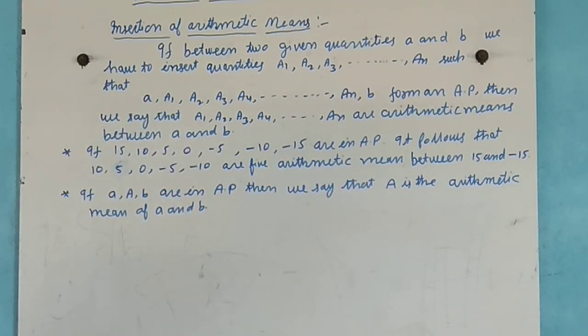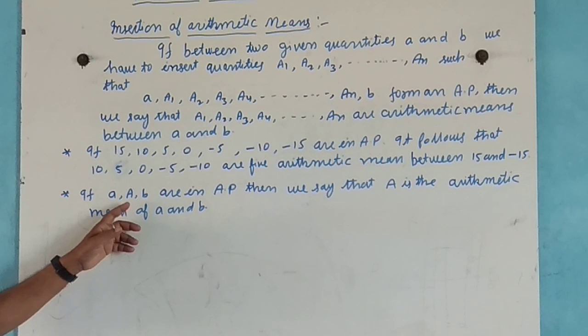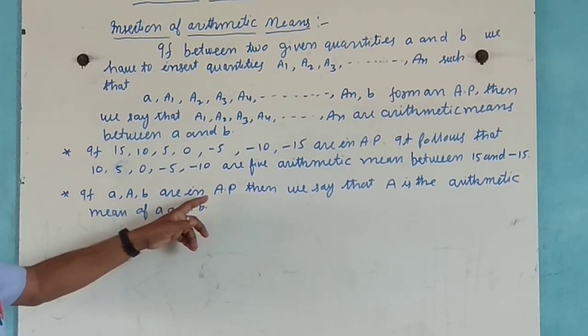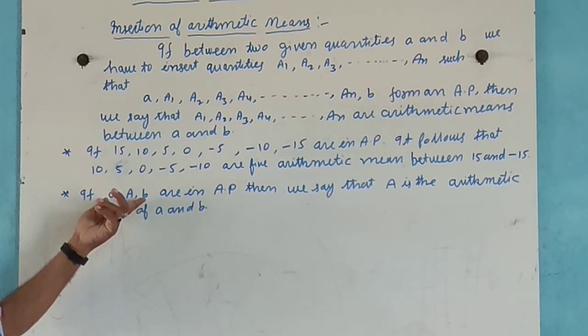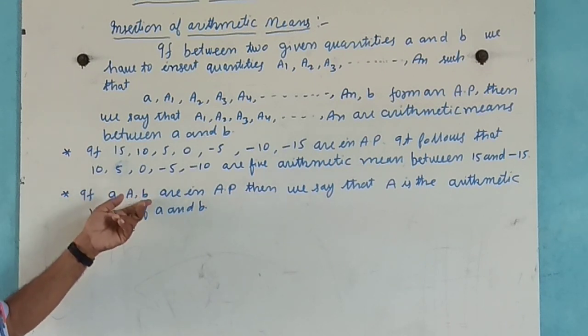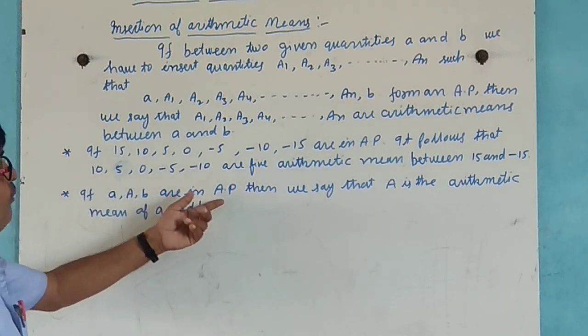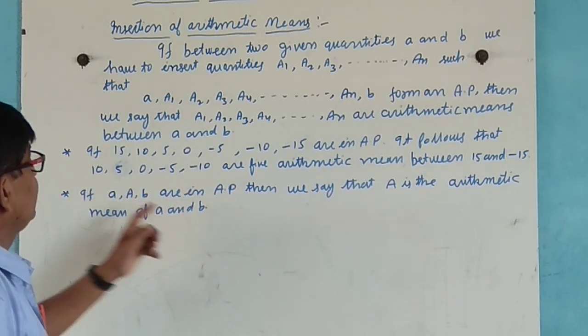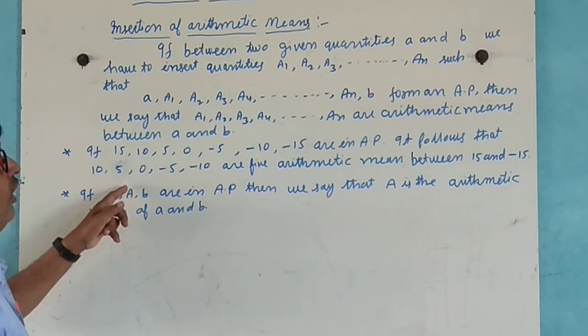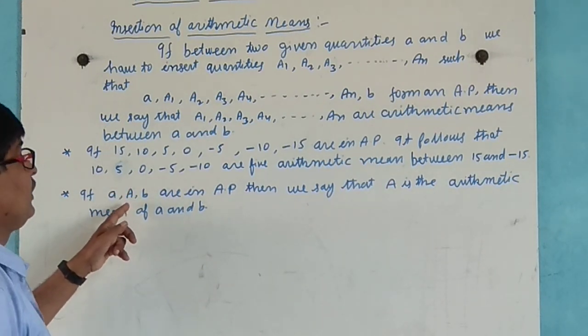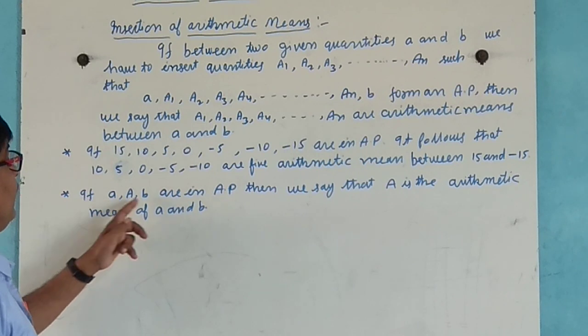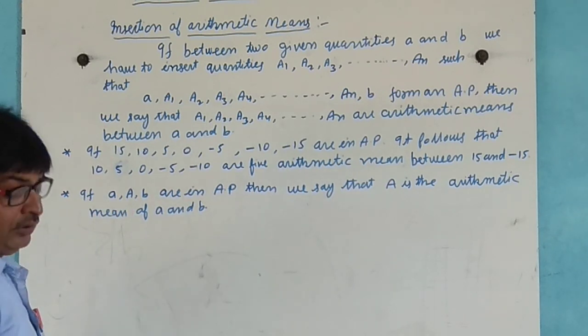Now, if A, capital A and B are three terms in AP, then we say that A is the arithmetic mean of A and B.